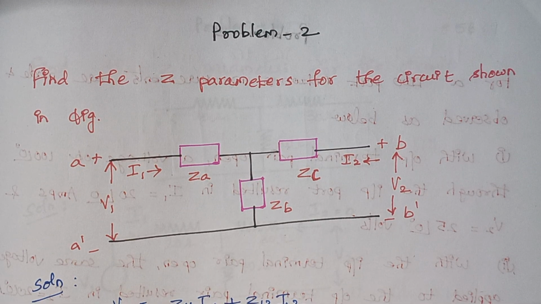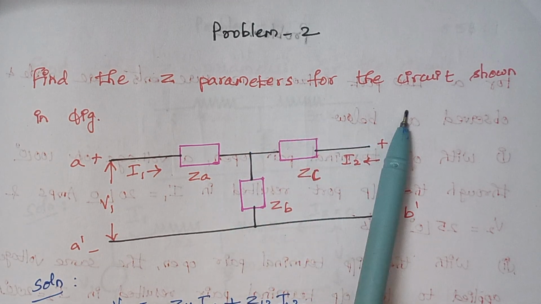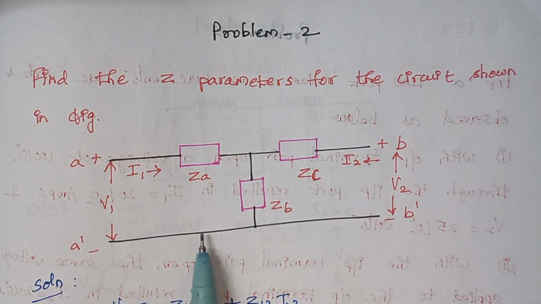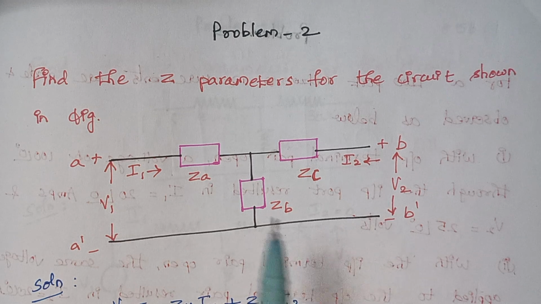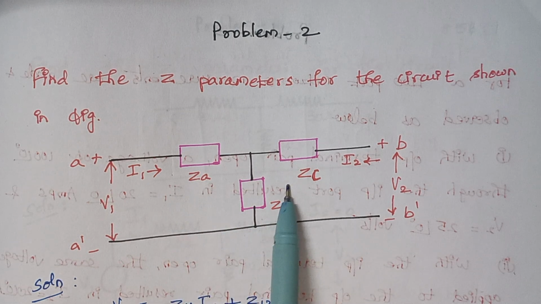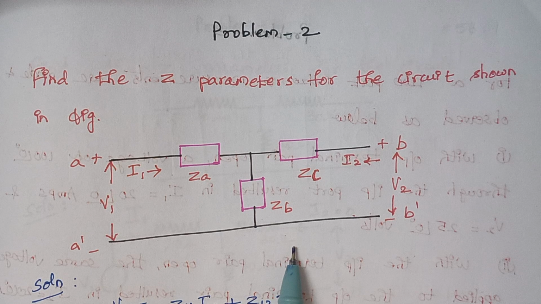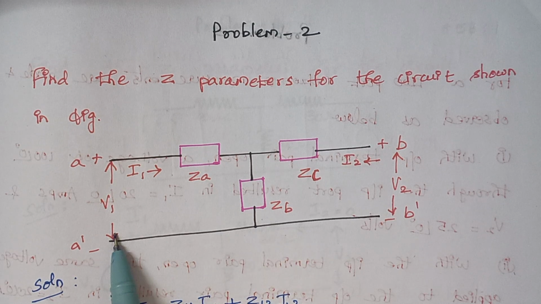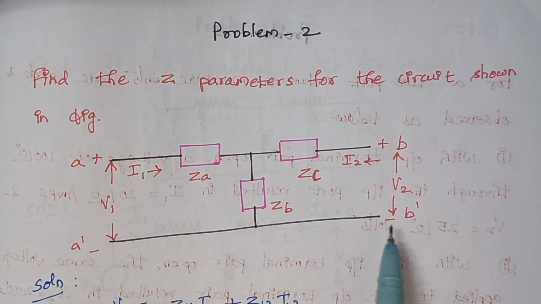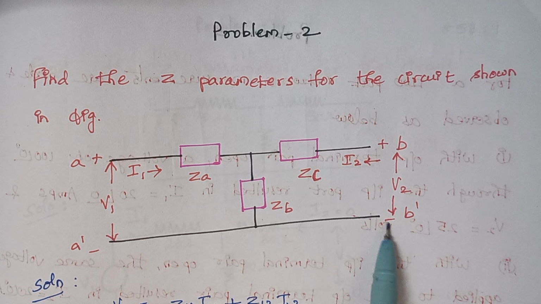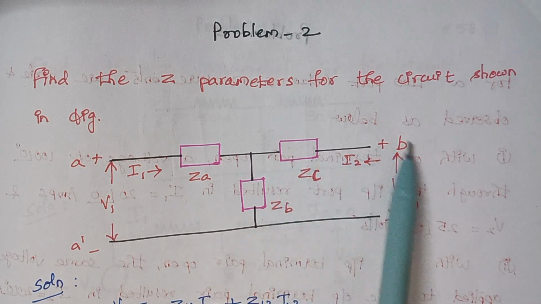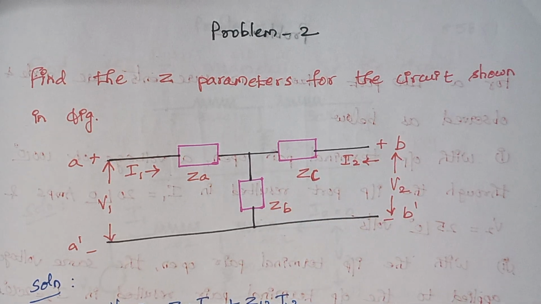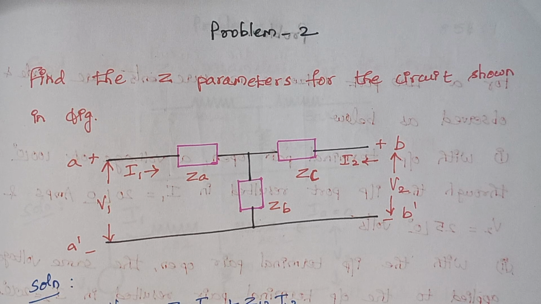Today we are going to solve problem 2. The problem is find the Z parameters for the circuit shown in figure. So this is the given circuit diagram. It has three impedances, namely ZA, ZB and ZC. And again this is a two-port network where V1 is the input port voltage and V2 is the output voltage. And I1 is the input port current and I2 is the current on the output port. So here this is the given circuit diagram.